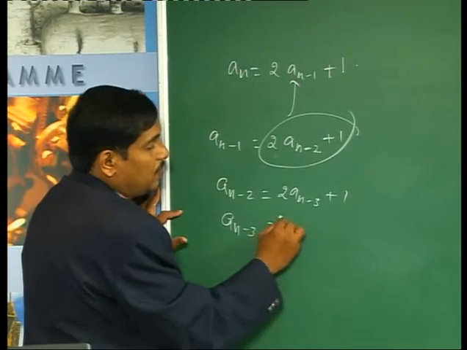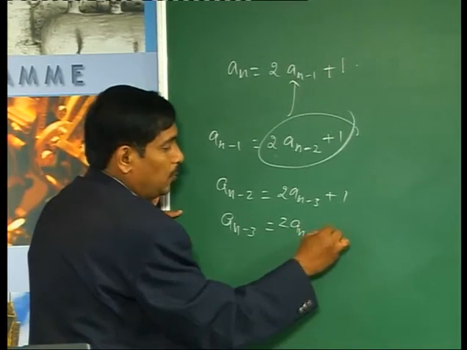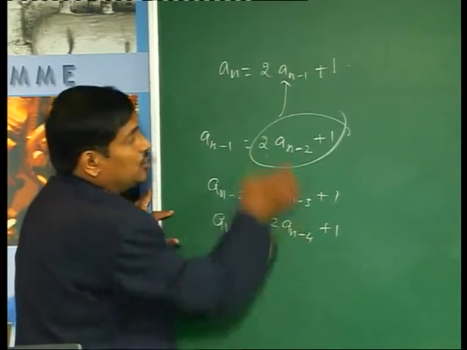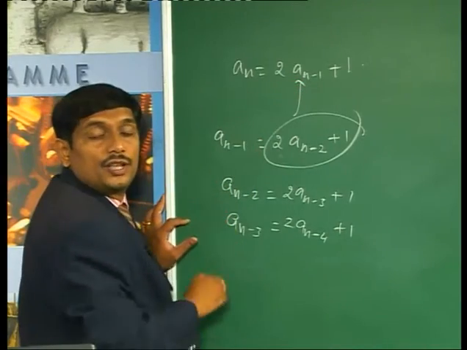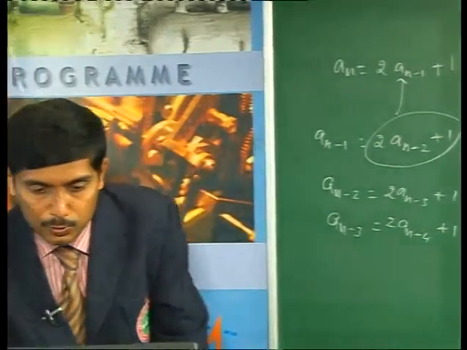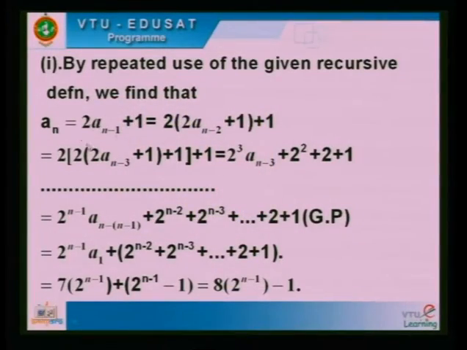Similarly, a_{n-3} = 2a_{n-4} + 1. These function recursively, using the recursive definition repeatedly in each step. Here we used it for a_{n-1}, then again for a_{n-2}, which we substituted here. Then what is the simplification here?